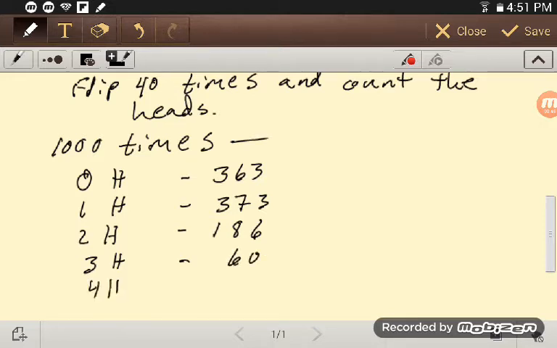4 heads, suppose with 4 heads. That happens, well, I don't know. Let's try to get this to 1,000 reasonably well here.